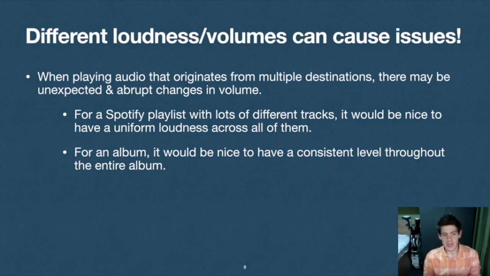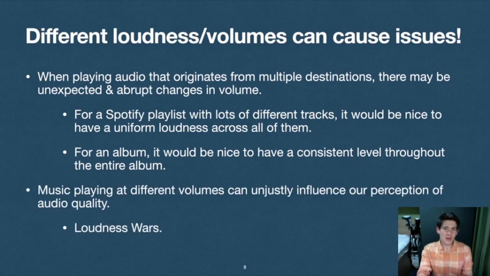So that's an issue. And on the same note, if you're an artist making an album, you don't want to have your songs in your album at drastically different volumes. It'd be nice to have a consistent level throughout the entire album.